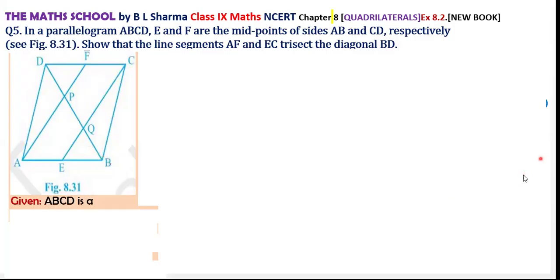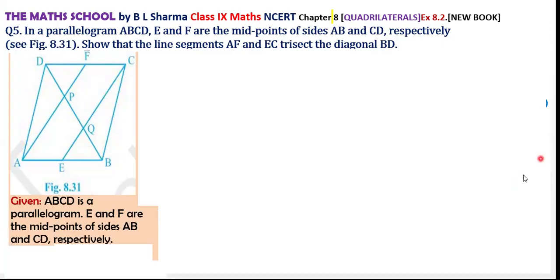What is given? We write ABCD is a parallelogram. E and F are the midpoints of sides AB and CD respectively. To show AF and EC trisect the diagonal BD, it is given in the question. Proof. First of all, what we do, we consider the quadrilateral, this one.